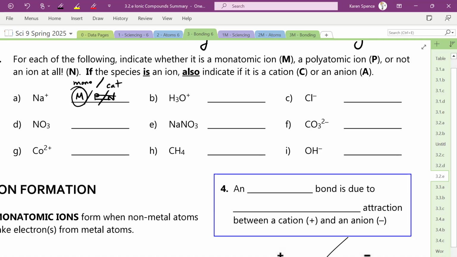Okay, so cations are positive. Cat is positive. Anion. That's an anion.